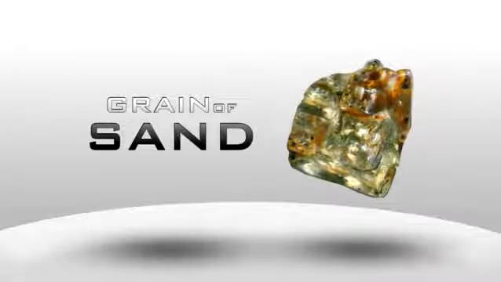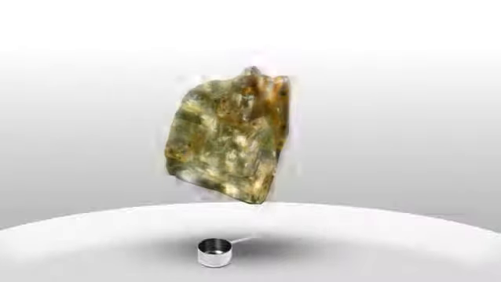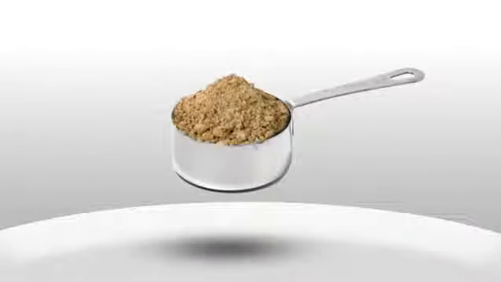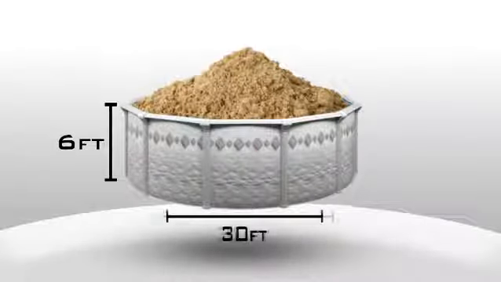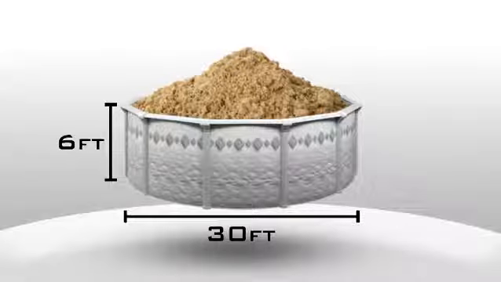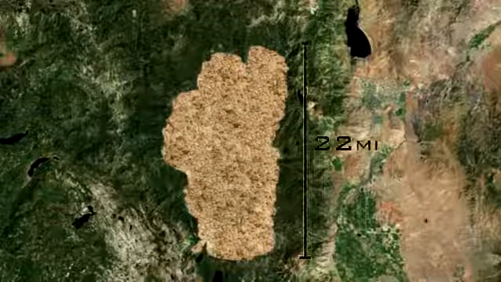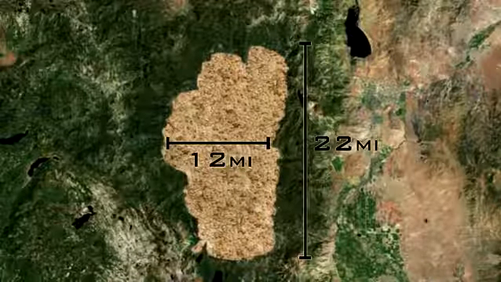Here we have one tiny grain of sand. It's been estimated that there are 1 million grains of sand in a half a cup. It would take 1 million half cups of sand to fill a swimming pool that's 6 feet deep and 30 feet in diameter. Now, if we took 1 billion of these pools of sand, we could fill Lake Tahoe in Nevada, which is about 22 miles long and 12 miles wide.